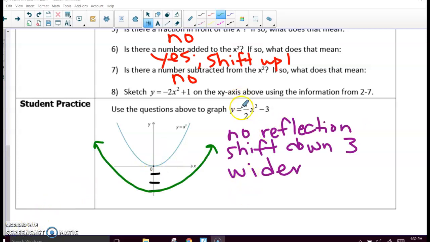How did you do? Because there is no negative out in front, there is no reflection. Because we are subtracting 3, we are going to shift down 3. Because we are multiplying by a fraction between 0 and 1, my graph is wider. So I put my 3 tick marks down to show it goes through -3. It opens up, and it is wider than y equals x squared. At the conclusion of this video, you will now take concept check quiz number 2 found on Canvas. Good luck!